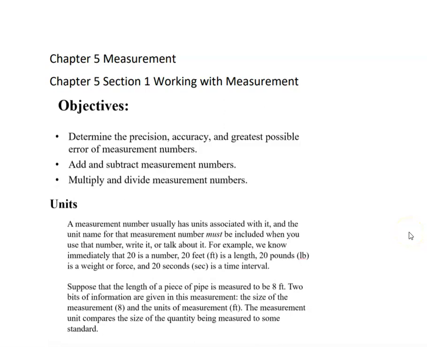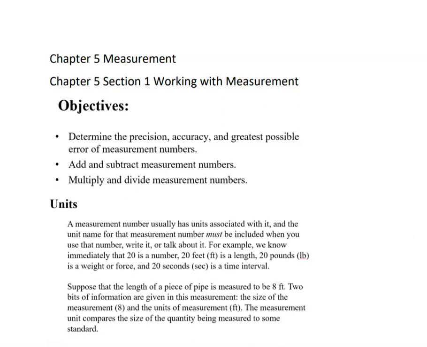Okay, so this is chapter 5, and we're talking about measurement. In this video, we're going to cover sections 1 and 2. In section 1, some of the objectives we're going to cover are to determine the precision, the accuracy, and the greatest possible error of measurement numbers. We're going to add and subtract measurement numbers and multiply and divide measurement numbers.